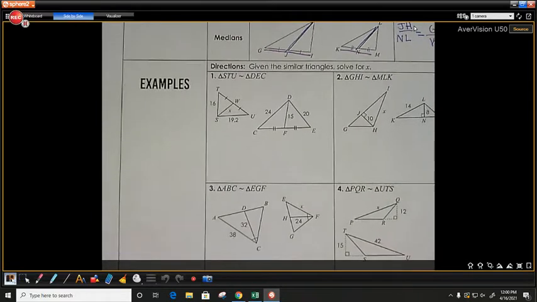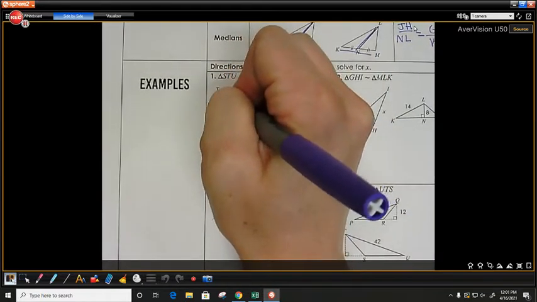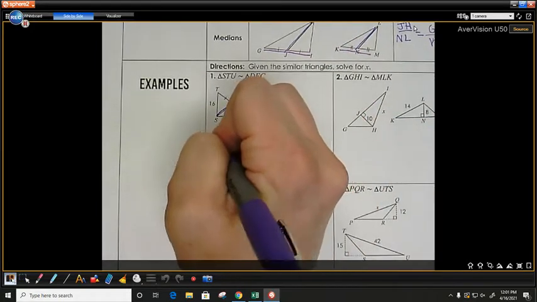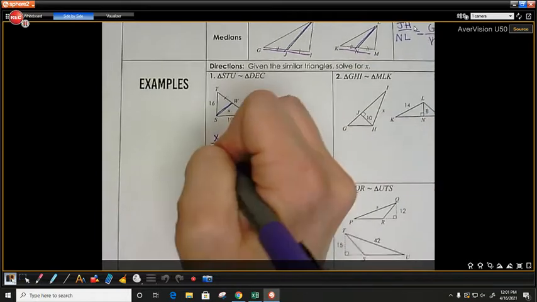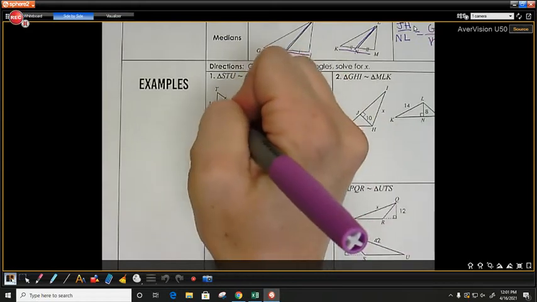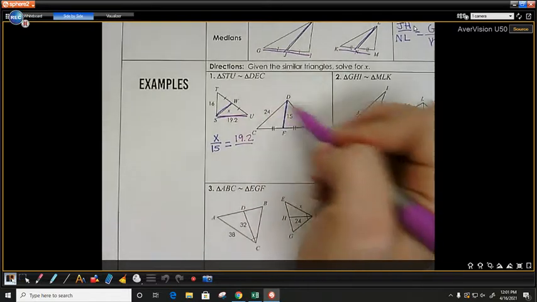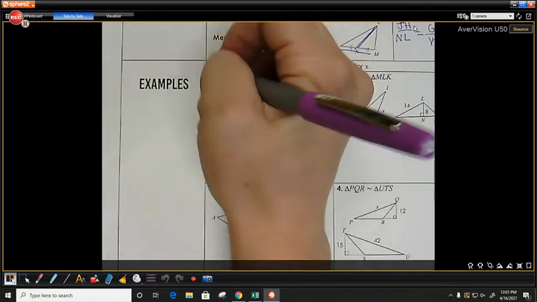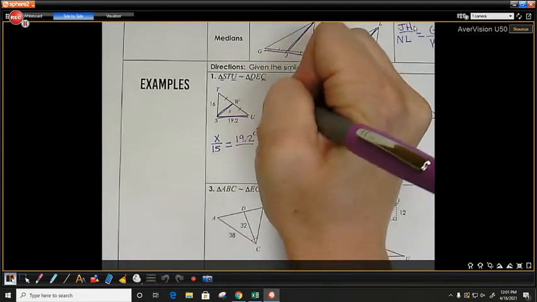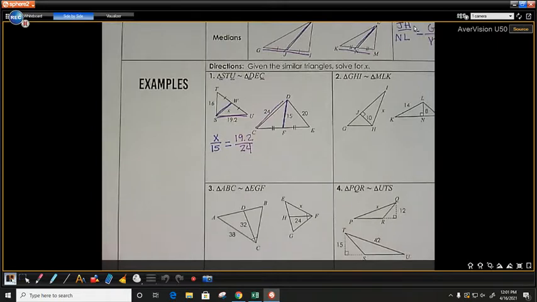Okay, so looking here, these are medians because each is cutting the opposite side into congruent segments. So I'm going to say SW, which is X, over TF, which is 15, is going to be equal to, I'll use 19.2, which is your SU. Now we need to figure out which side to use here. Well, this is side SU. SU corresponds to DC. So DC is labeled 24. You need to make sure that you choose corresponding pieces whenever you are setting up your proportion.